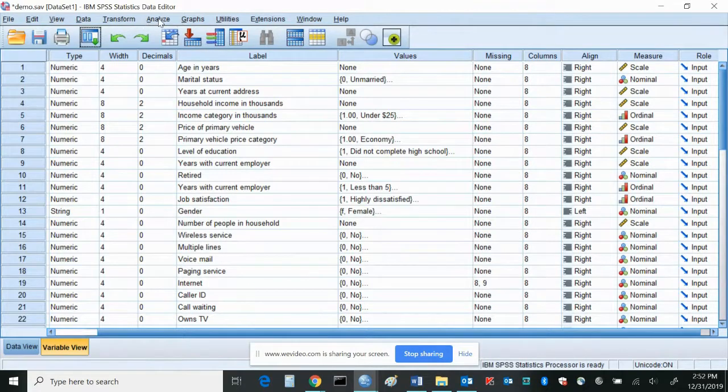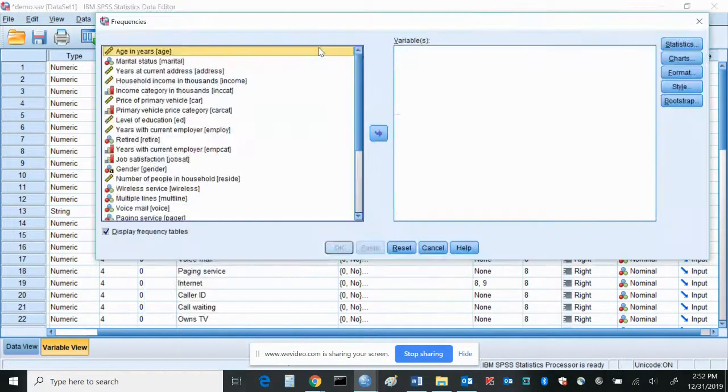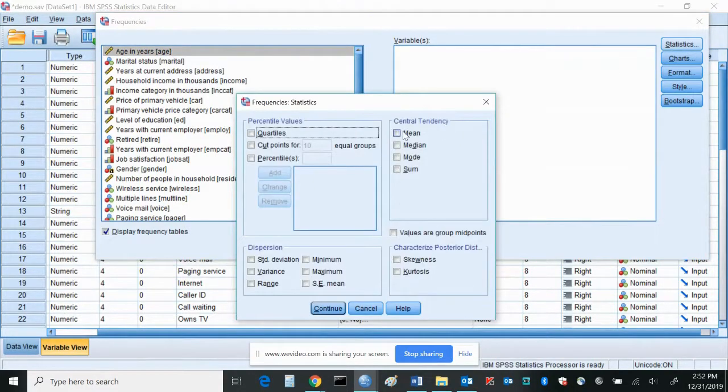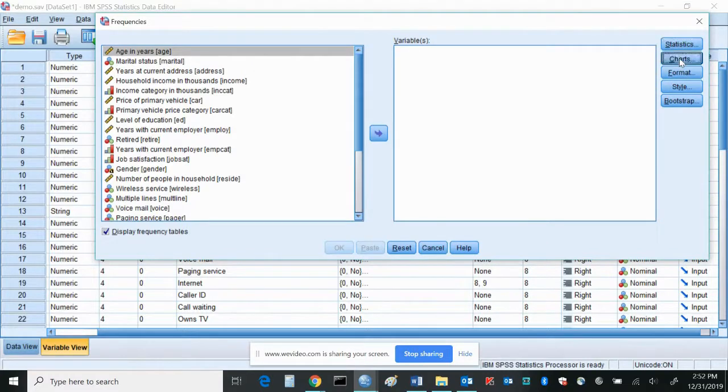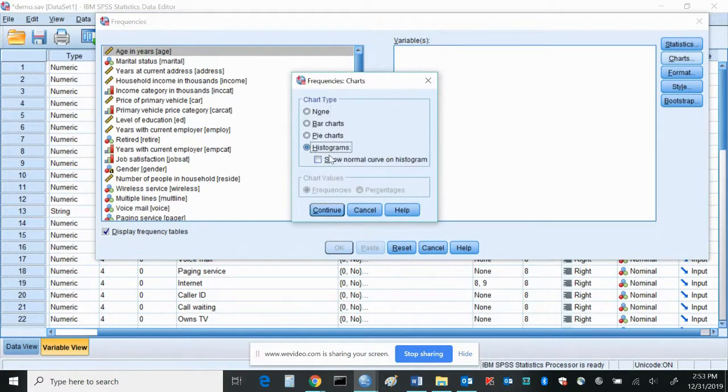I'm actually going to go back and continue to use the frequencies measure, which I like because I can get the mean, median, and mode. I can get the quartiles, which I'll explain in a moment. I'll do the minimum, maximum, standard error, standard deviation. So I've got quite a few pieces of information I can get for each of these variables. But I'm also going to click on charts and ask it to show me histograms with the normal curve. And you'll see why this will be helpful in trying to interpret the data.